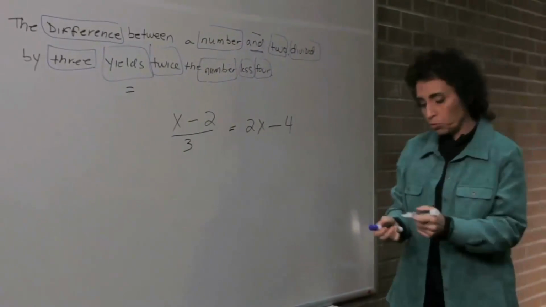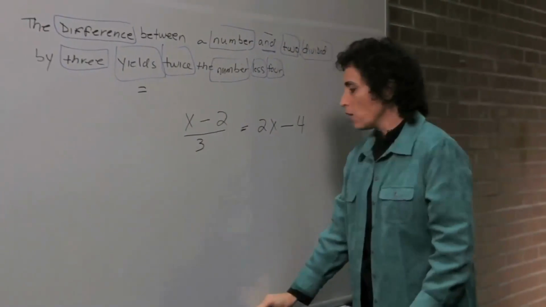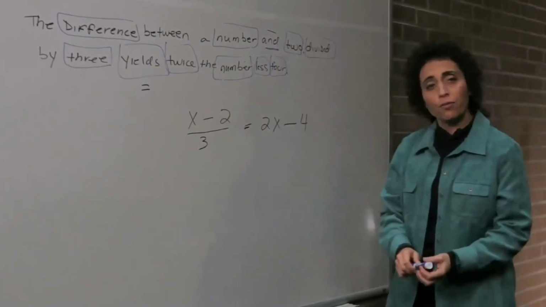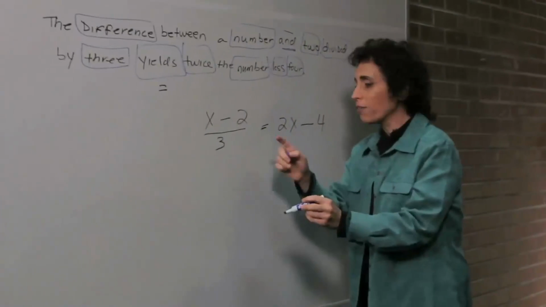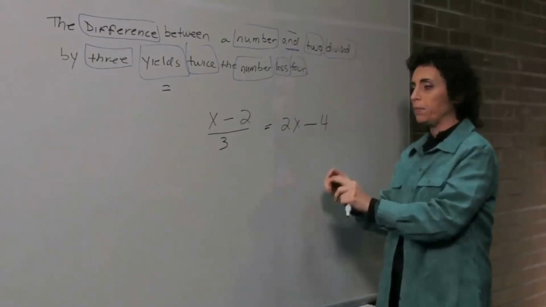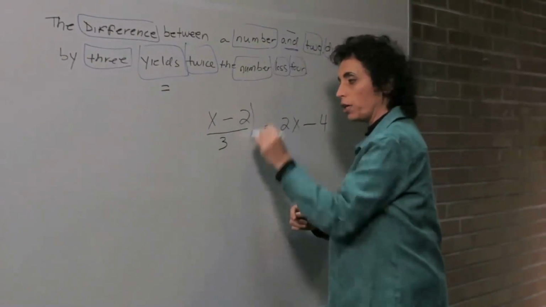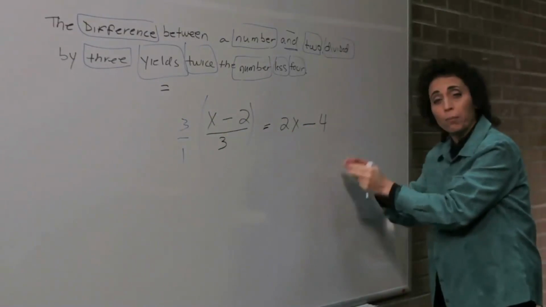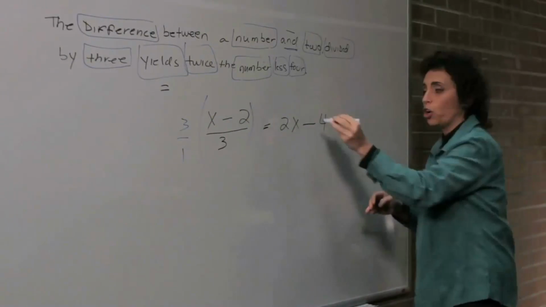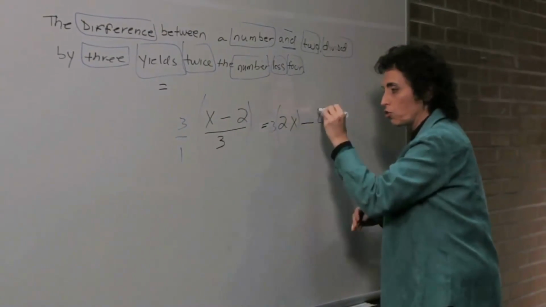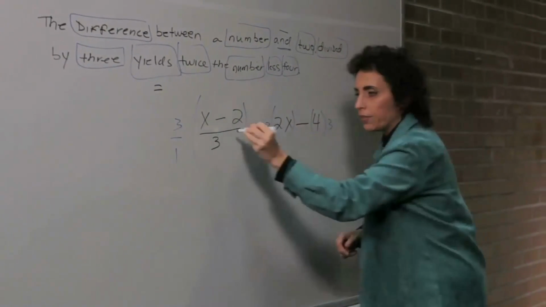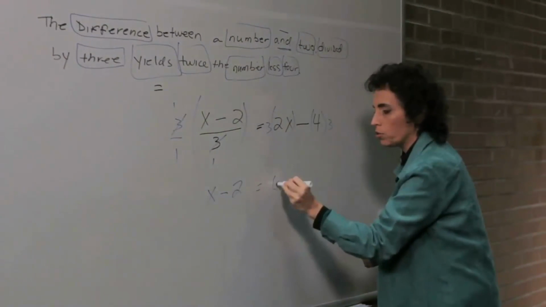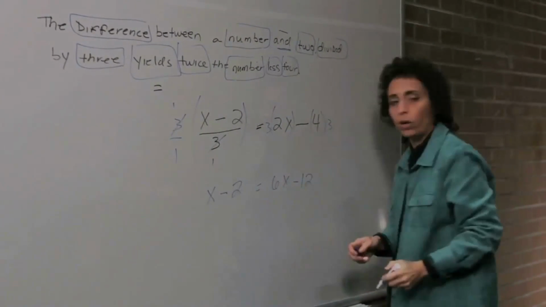Now we're going to solve this problem. Okay, remember this is really a fractional equation because there's my fraction. I'm going to clear the fraction, which means I'm going to multiply every single term on every side by the LCD, which is 3. So I'm going to multiply this by 3. And by multiplying this whole side, if you remember, it means that I'm actually going to multiply each term by 3, because I'm really distributing that 3. And I get x minus 2 equals 6x minus 12.